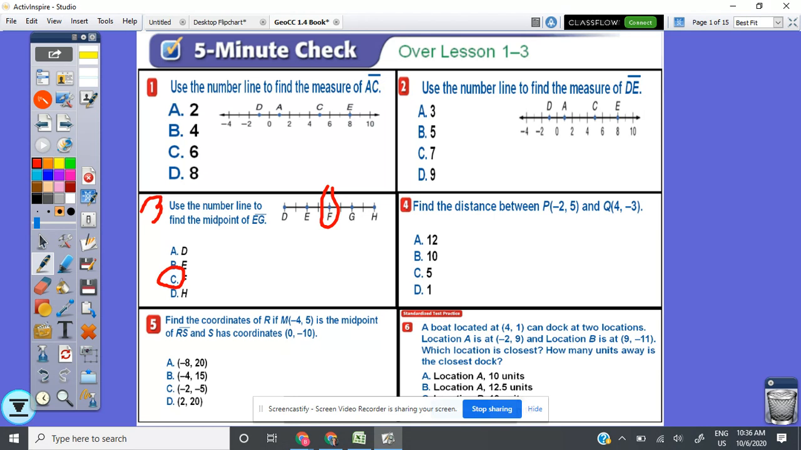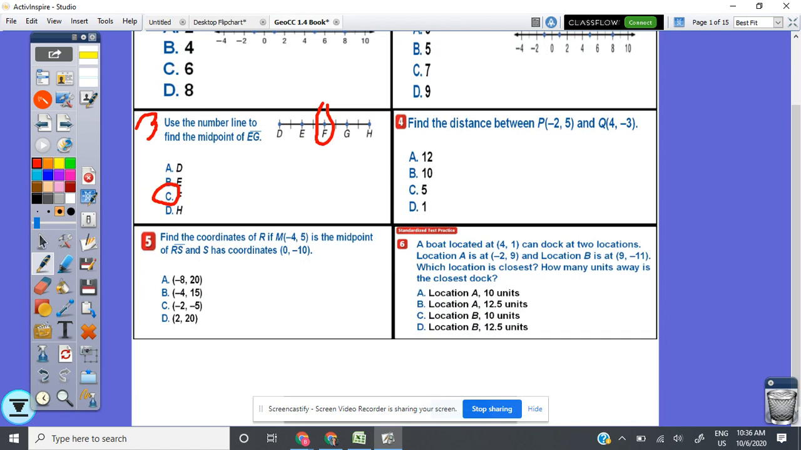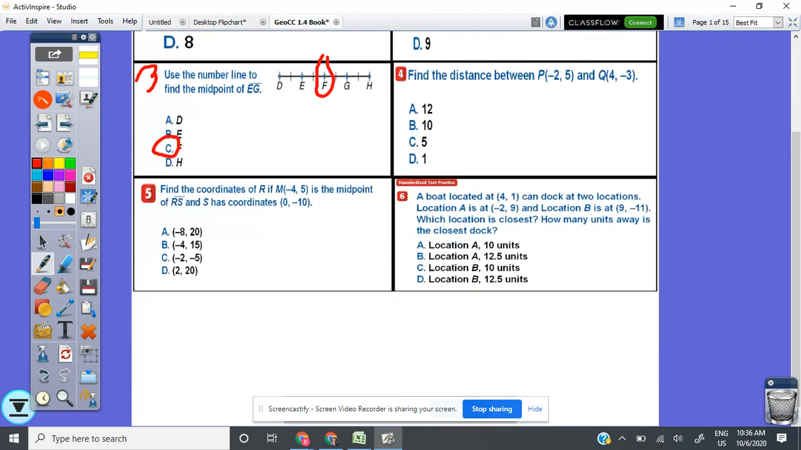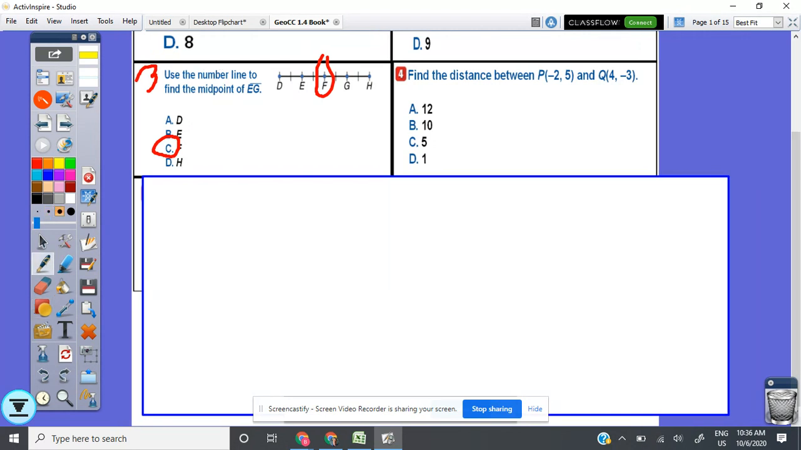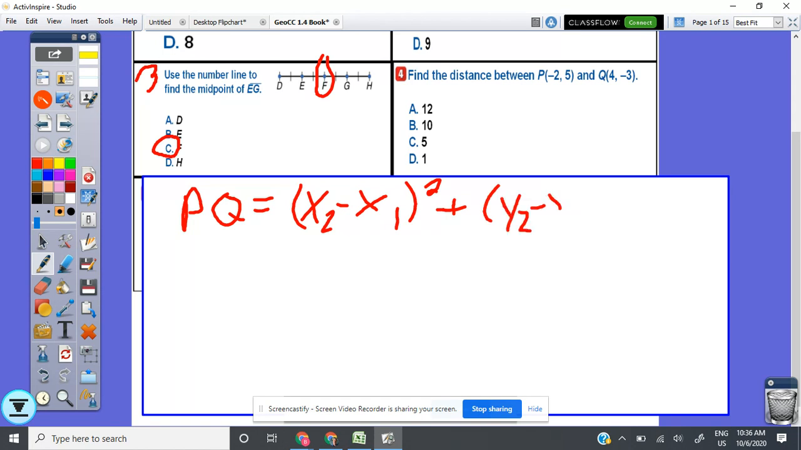Distance formula a little bit harder. So we got to go back to our notes. Distance P to Q equals x2 minus x1 in parentheses squared plus in the middle y2 minus y1 parentheses squared and the square root around all of that.